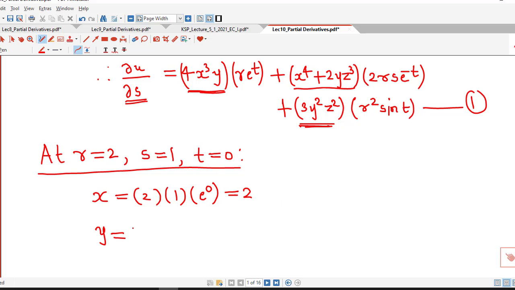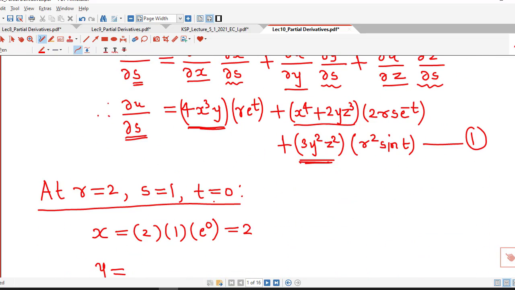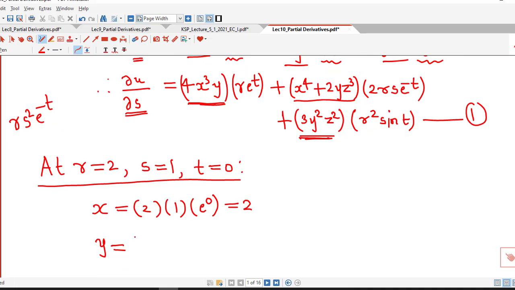Y is given by r s square e raised to minus t. So we put r equal to 2, s square means 1 square, e raised to minus 0. So this is 2 into 1 into e raised to 0, that is 2.